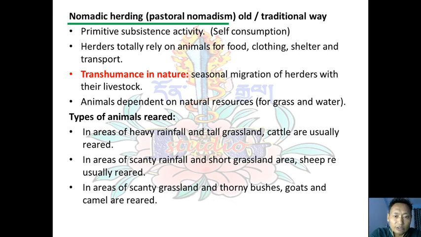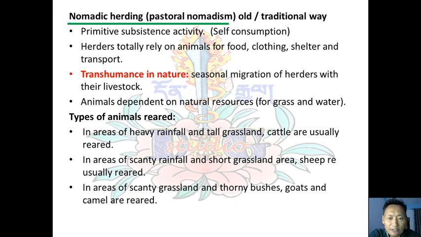So, types of animals reared. Based on geographical conditions, different types of animals are reared and grazed in different geographical regions of the world. Following are the different types of animals. In areas of high rainfall and tall grassland, so we can say in India, we have high rainfall and tall grassland, in such areas they are usually rearing cattle. Cattle means cows, ox, this type of animals.